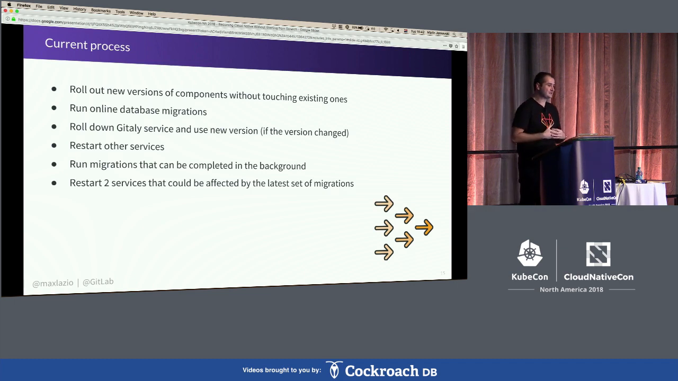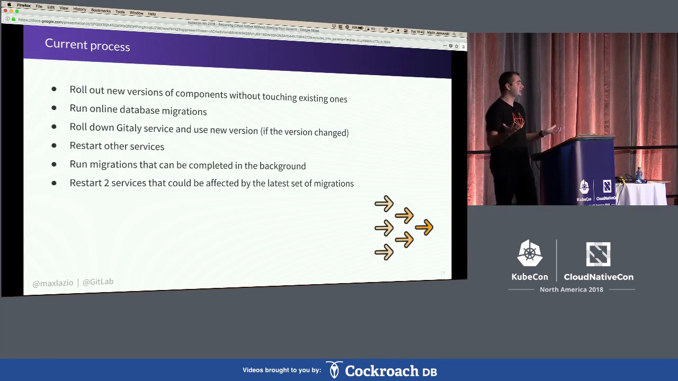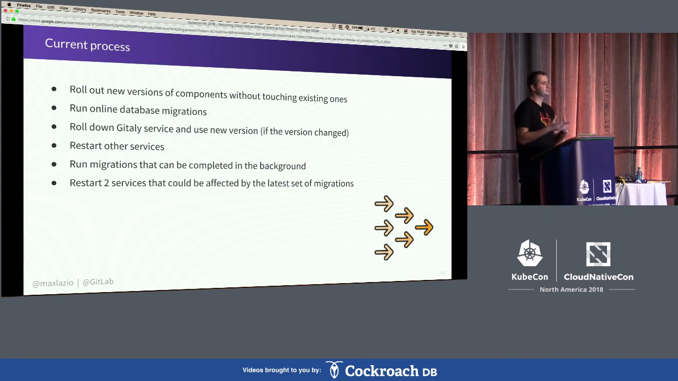And the current process is something that is tried and tested. We know how it works. We roll out all of the versions to our VMs. We then run online database migrations, the migrations that are just introducing new columns and tables. And then we are dealing with the rest of the persistence in the form of rolling the Gitaly service, which is dealing with the file system. So it's dealing with Git storage. Once the Gitaly service is rolled, then we can deal with the rest of the services. We restart them, and they start the new versions.